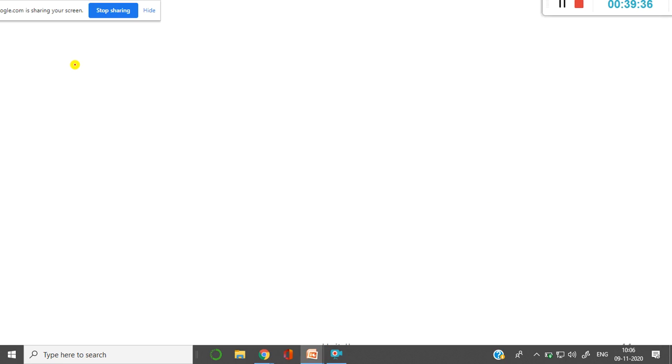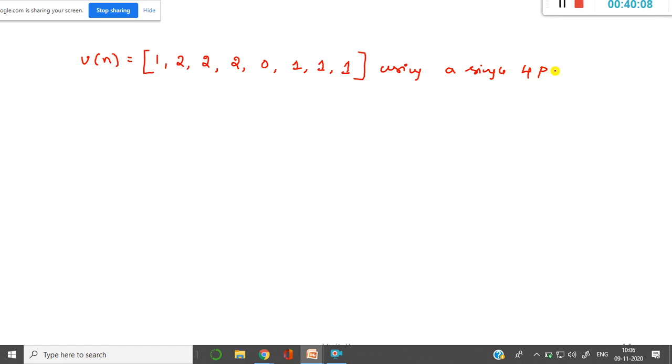Just note down. Find the 8-point DFT of the sequence v of n is equal to 1, 2, once again 2, one more 2, 0, 1, 1, and 1, using a single 4-point DFT.